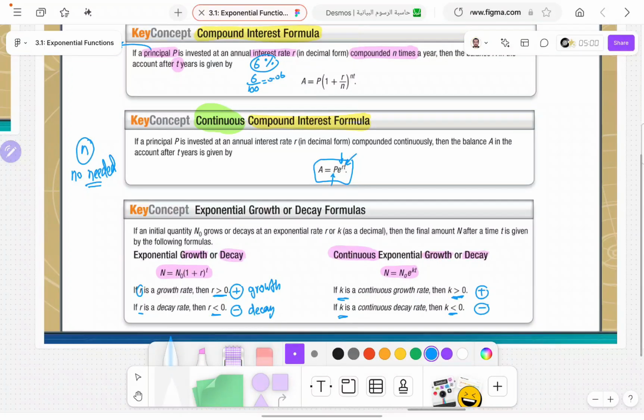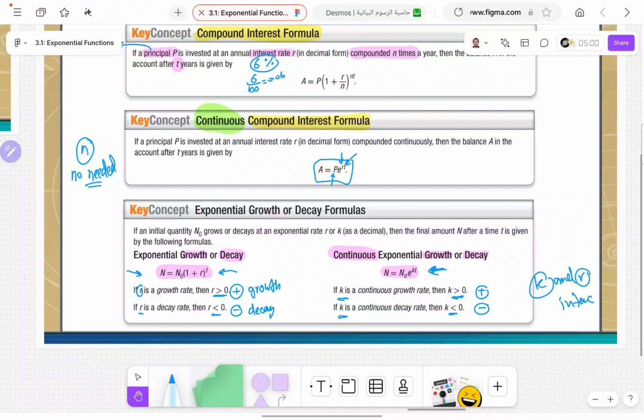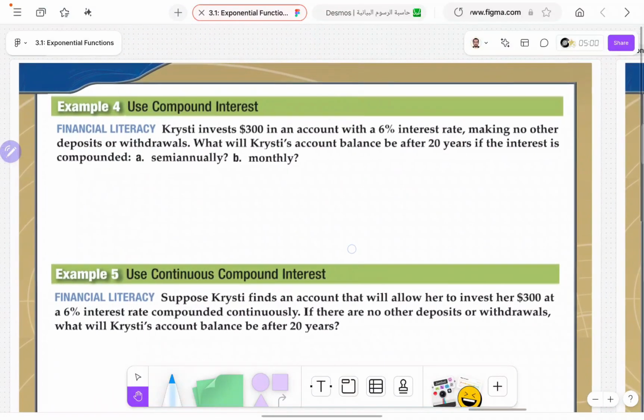What's the term K here? K and R have the same meaning; both of them represent the interest rate. If you want to use this formula, the question will mention the interest rate, and he means R. If the question mentions continuous and you need to use this formula and he gives you the interest rate, he means K. Look at this example here.